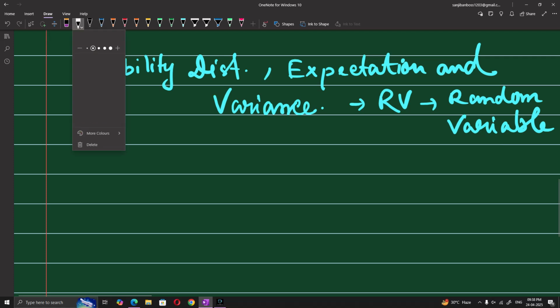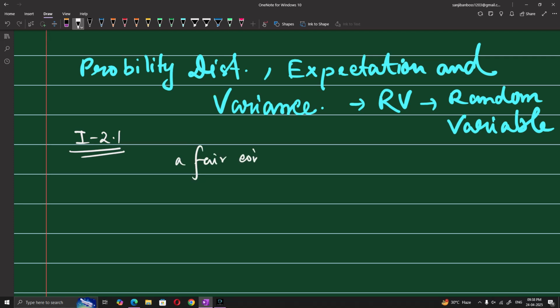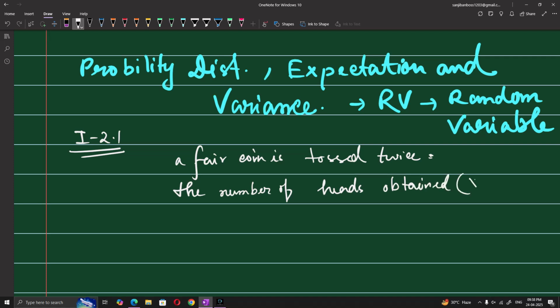So let's get started with illustration number 1. If a fair coin is tossed twice, the number of heads obtained, that is denoted by X, will have the following probability distribution.